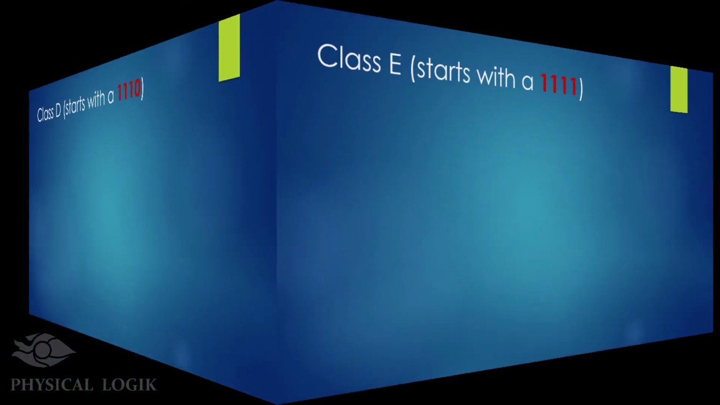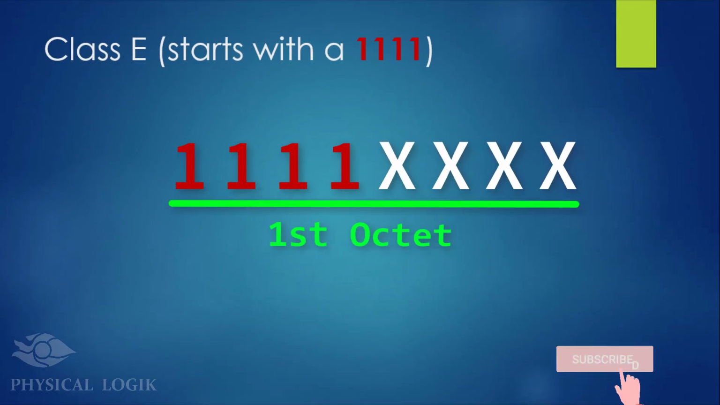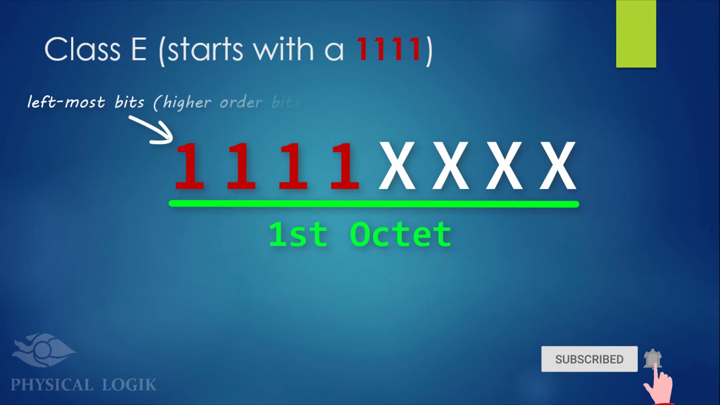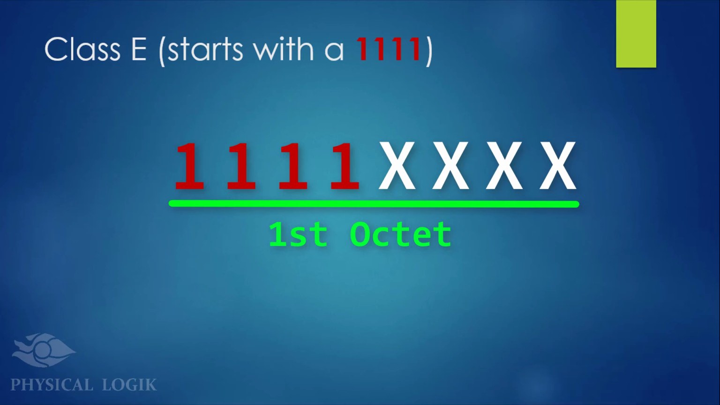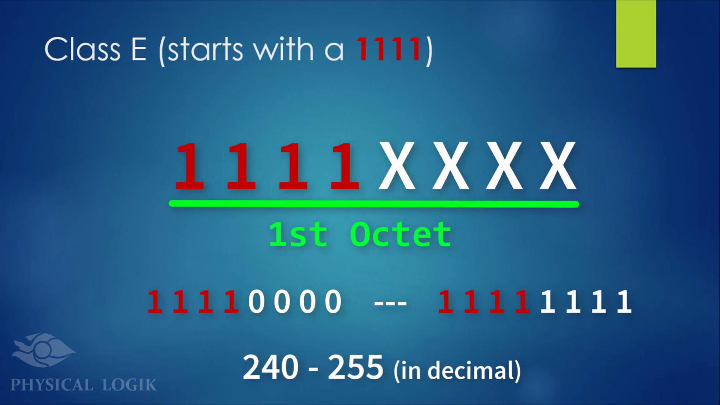Class E. Class E IP addresses have the higher order bits as 1111. This means the possible values you can have lies between when all the other bits are zeros and when the other bits are ones. That gives a decimal value between 240 and 255.